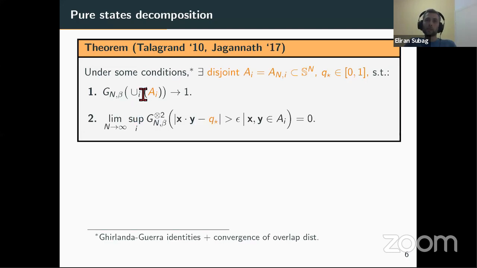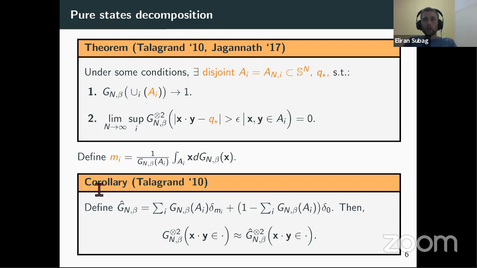And what's special about these sets, because this property by itself is not very special, is that if we take two independent samples from the Gibbs measure, X and Y, conditional on sampling from a pure state, their inner product or overlap is essentially Q star. So this holds for any epsilon. And also we have a sup over i, so it holds simultaneously for all pure states. Okay, so in some sense, it means that there is no further structure on the pure states if you're looking at the inner product. It's concentrated on one value. Okay, it's a degenerate random variable.